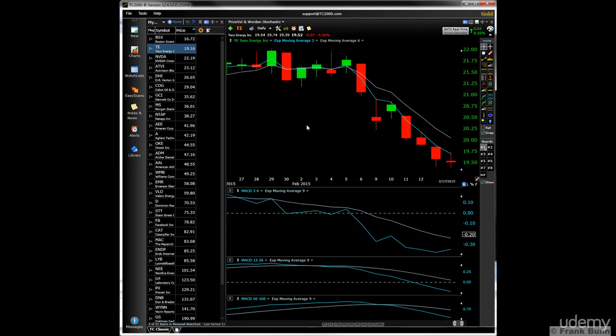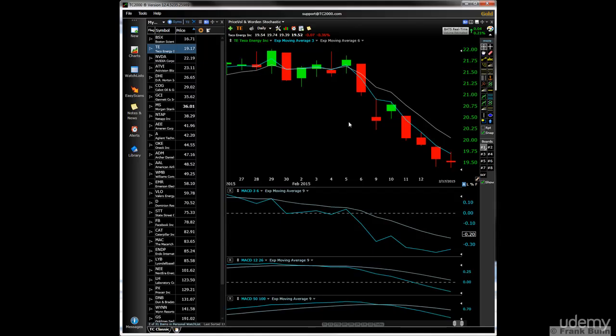Let's analyze the trend in context. First, let's take a look at impulse. I have added the 6 exponential moving average, and I can clearly see that this inside bar pattern is the first reaction since my 3 crosses below the 6 in this short-term downtrend.